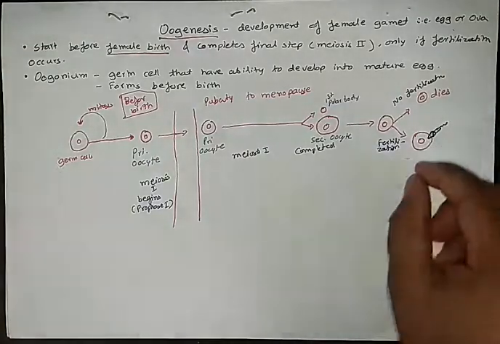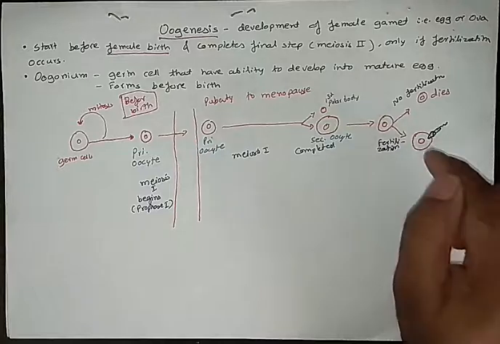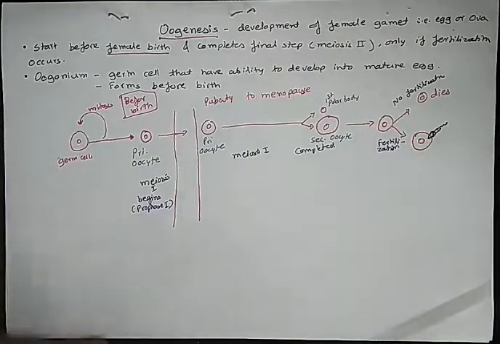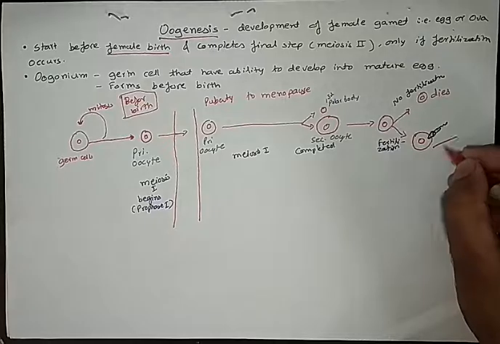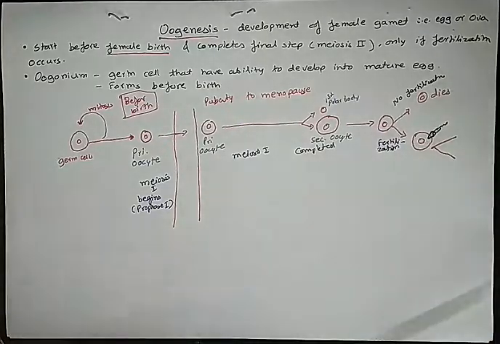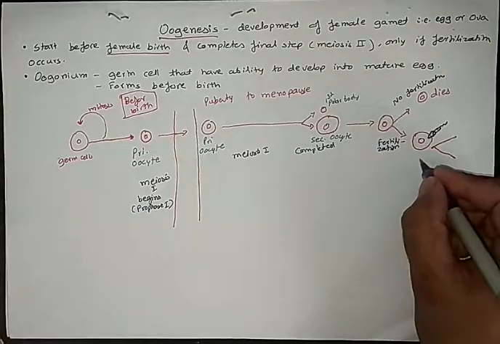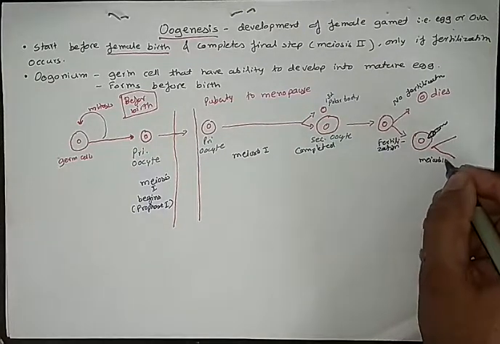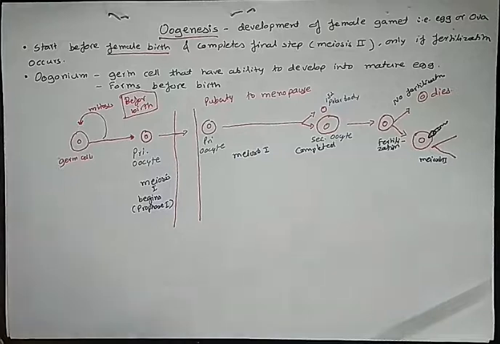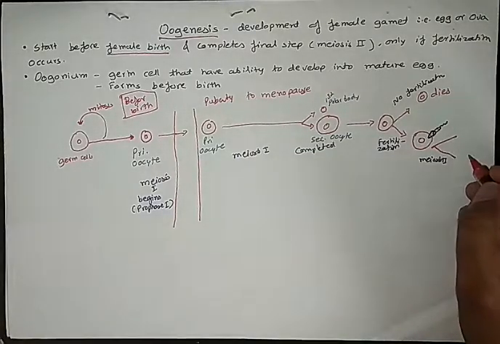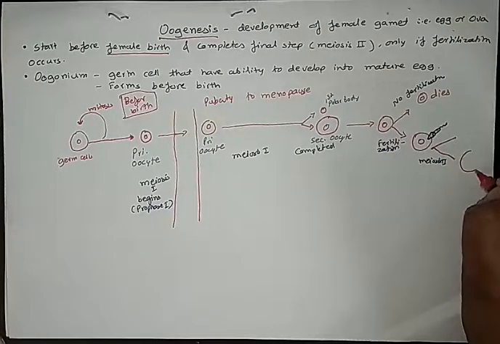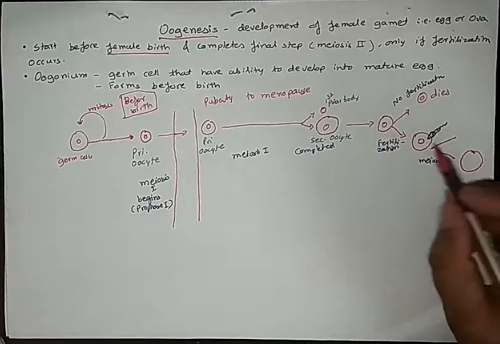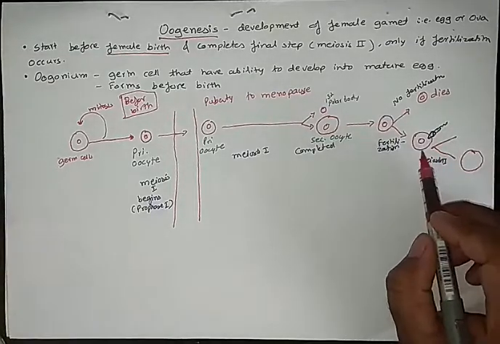Once this fertilization occurs, at that time the second meiosis completes. So the second meiosis gets completed. This is meiosis 2, and during this meiosis there is a formation of the zygote. At this phase, it is in metaphase 2.